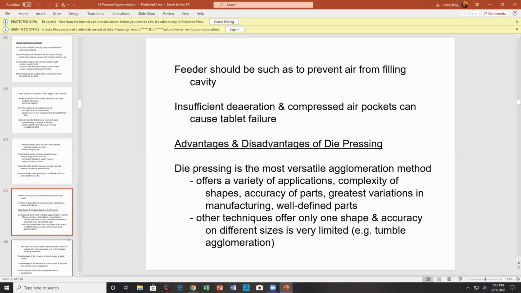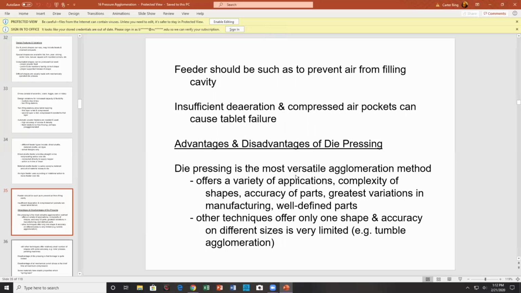Feeders should be such as to prevent air from filling a cavity. Insufficient de-aeration and compressed air pockets can cause tablet failure. Okay, so this is the idea of getting the air out.